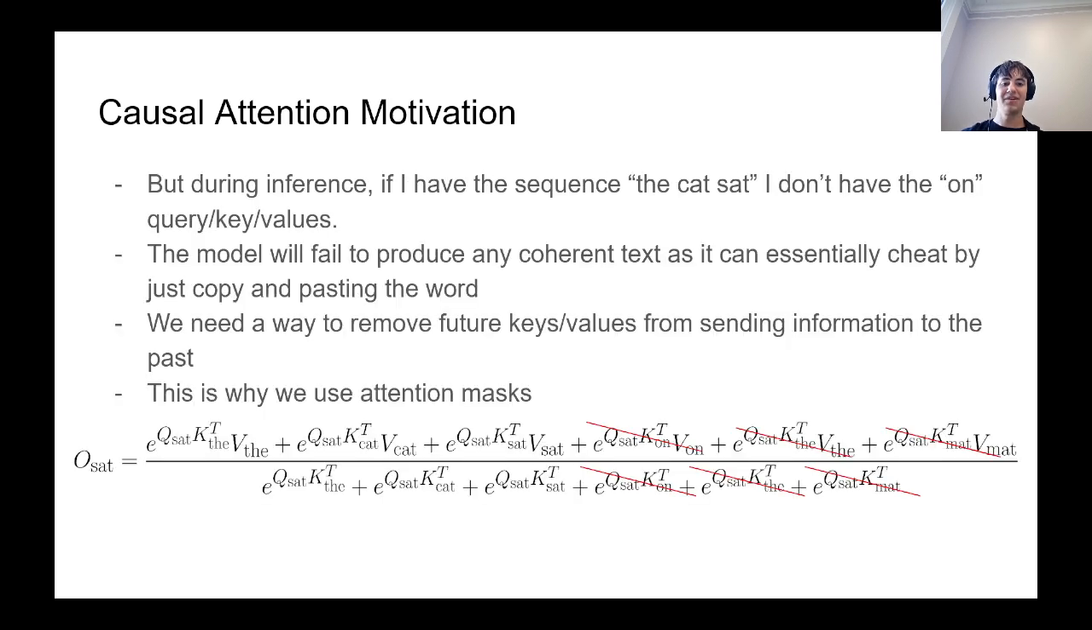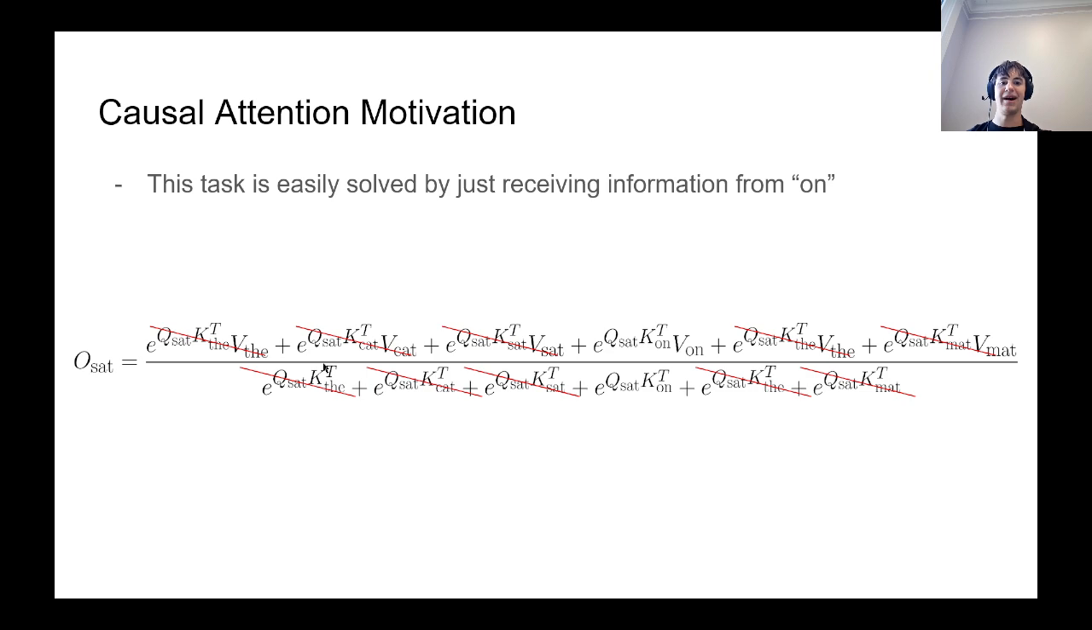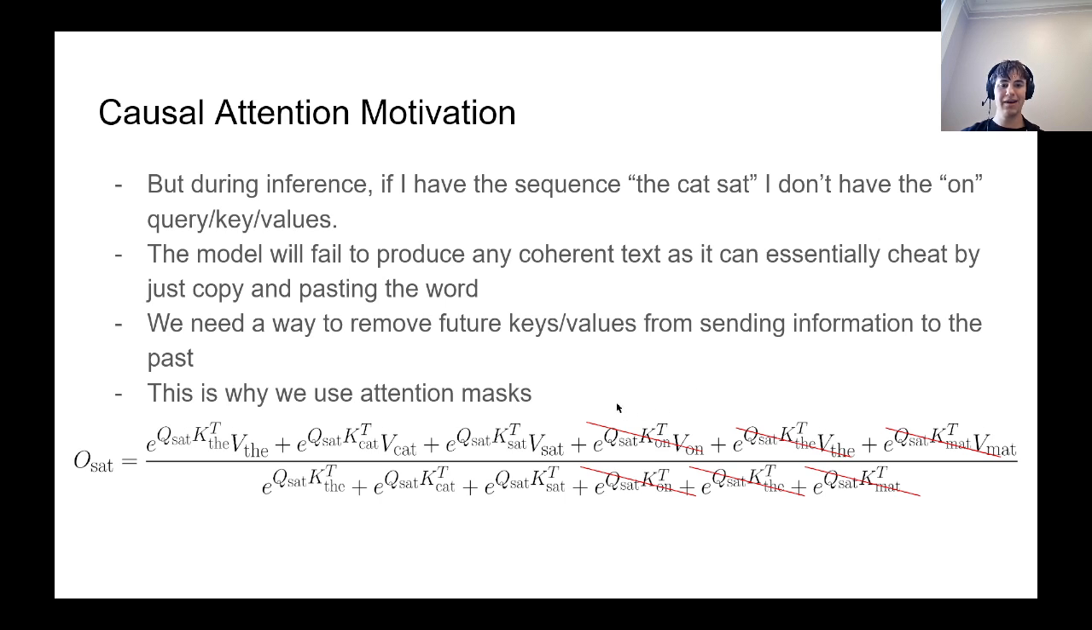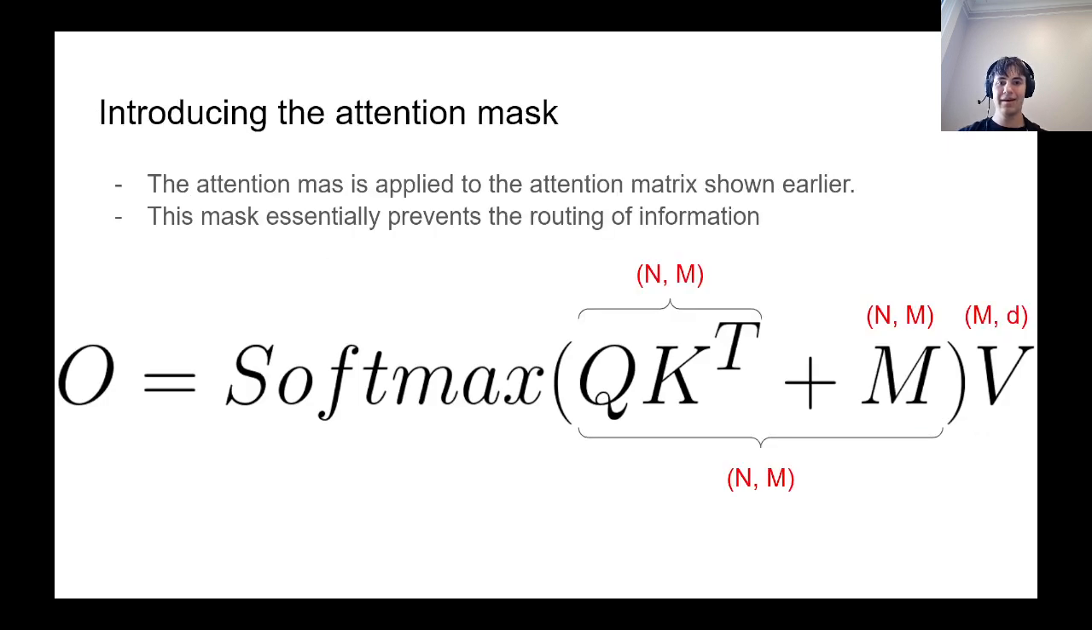Fantastic. However, during inference, if I were to give the model the sentence "the cat sat", the model can't pull information from the word on. The model was trained to pull information from the next token, but during inference it doesn't have that. So this is a problem. We want to stop the model from cheating. To do that, we remove all the future information and make it causal. That's why we need attention masks. As you can see here, we only have information up to the word sat, no future information. So basically we stop the model from cheating so that we can do inference with it.